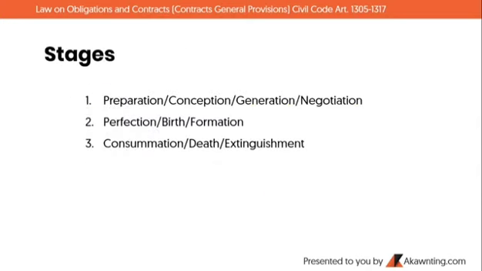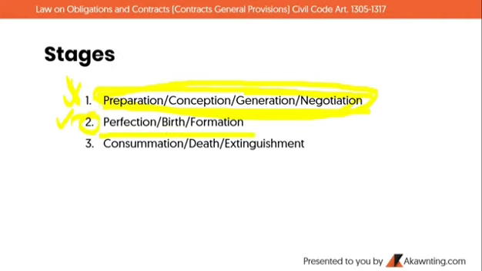Now, let's move on to the stages of a contract. Okay? So, ano yung mga different stages ng contract? Number 1, we have preparation, conception, generation, or negotiation. Yan yung mga certain terms na ginagamit dyan sa first stage na yan. So, at this moment, number 1, meron na ba tayong contract? Actually, wala pa. Wala pa tayong contract dito. Nagkakaroon lang ng kontrata dito sa number 2, which is the perfection, birth, or formation.